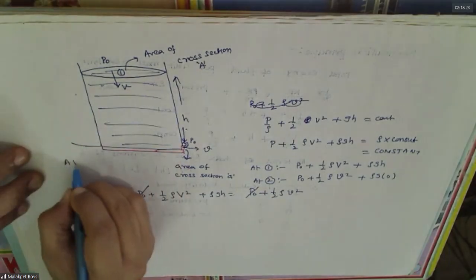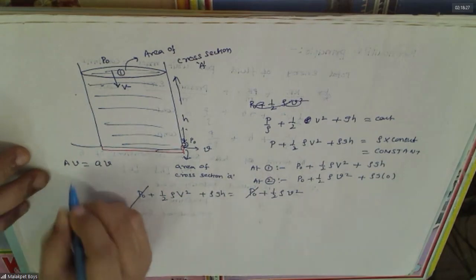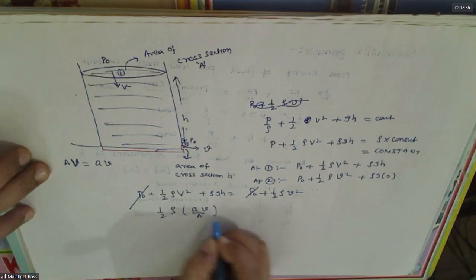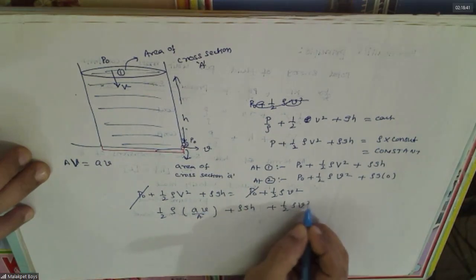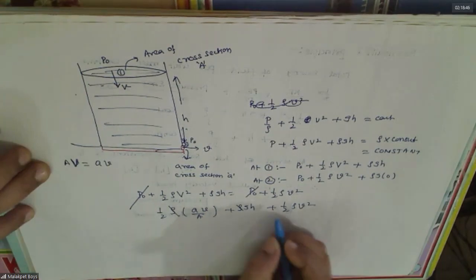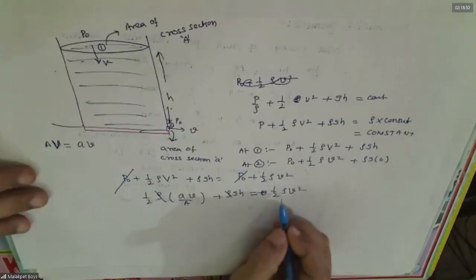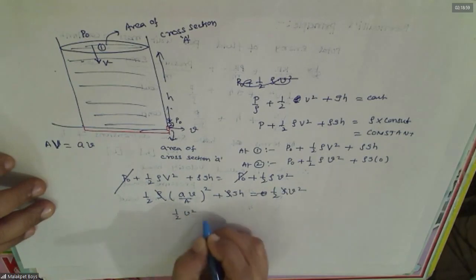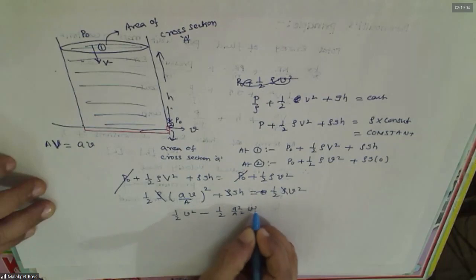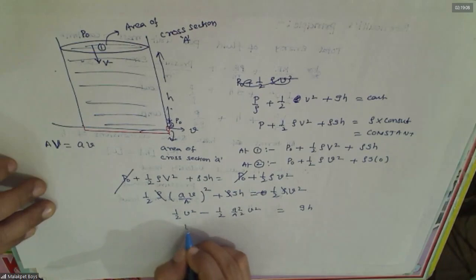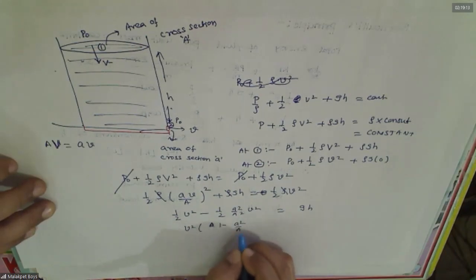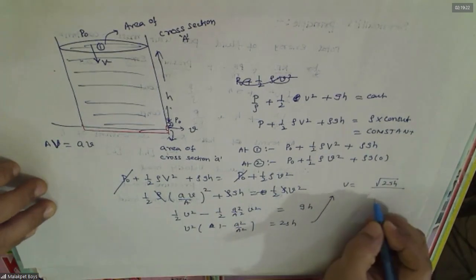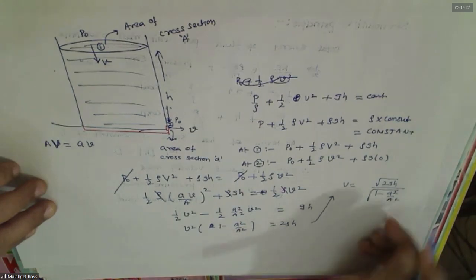Now you know that by the equation of continuity, this is the area of cross section capital A. So half rho V square, where V is nothing but small a by capital A into v, plus rho g h equals half rho v square. So rho will get cancelled throughout. Understood this till here? So we have half v square minus half a square by A square v square is gh. So I can say that v square, if I take common, 1 minus a square by A square equals 2gh. So this gives you v equals root of 2gh by 1 minus a square by A square. Till here you followed. Any doubt is there?